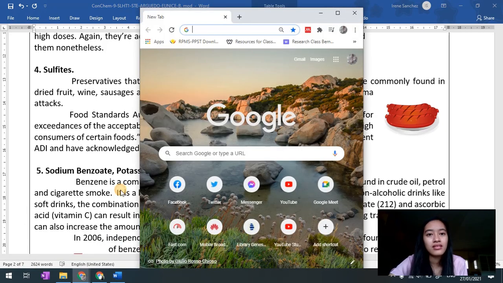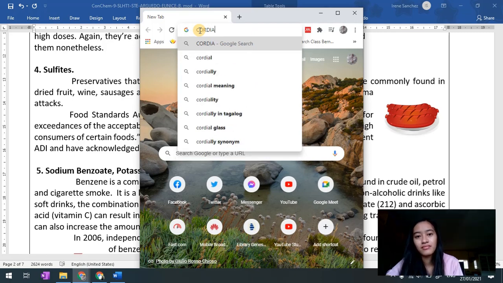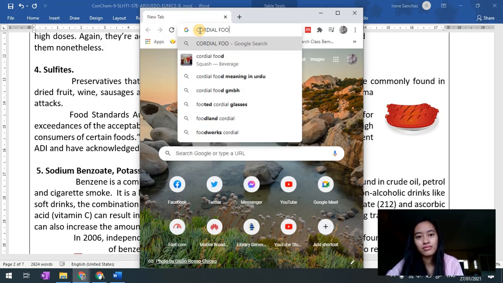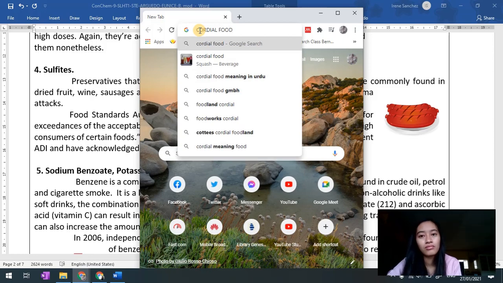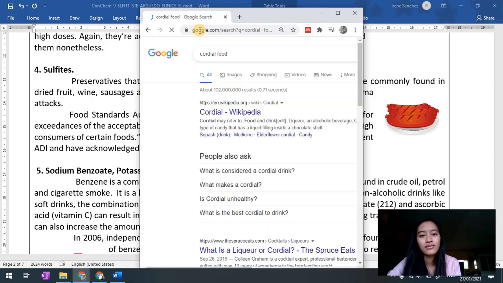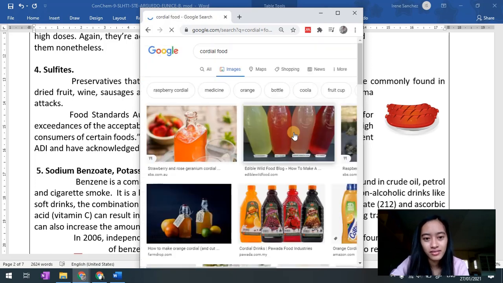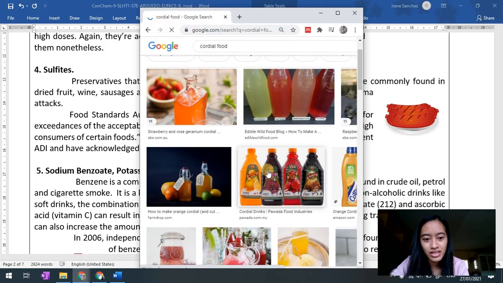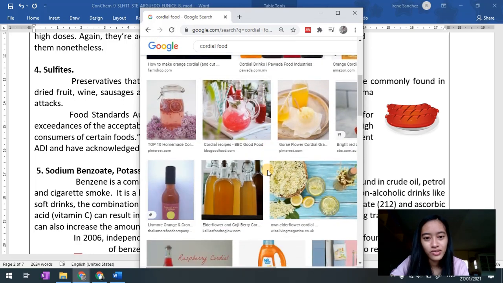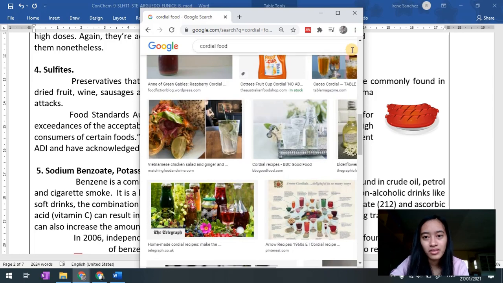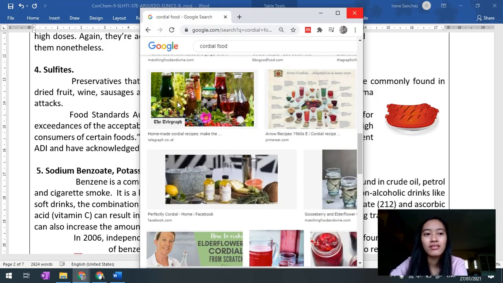Is it open now? Yes. What is cordial? It's food. Cordial is a drink. Oh, it's a drink. It's a candy. No. What is it? It's a drink. Okay, interesting. Alright, very good. So let's continue.